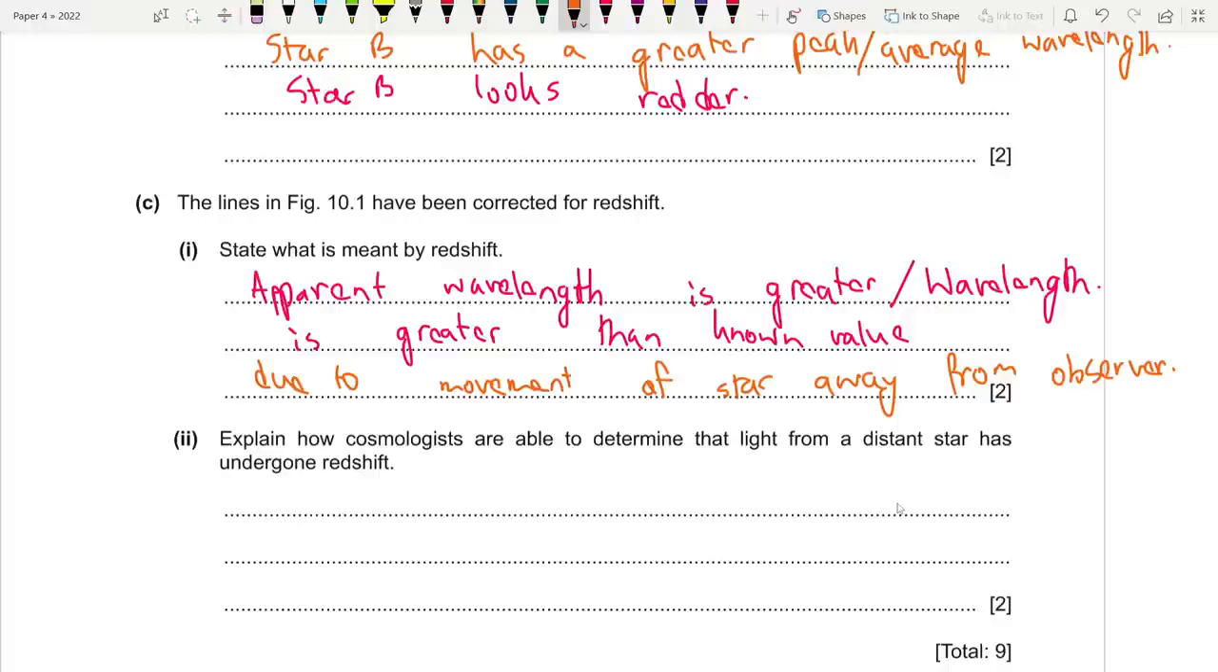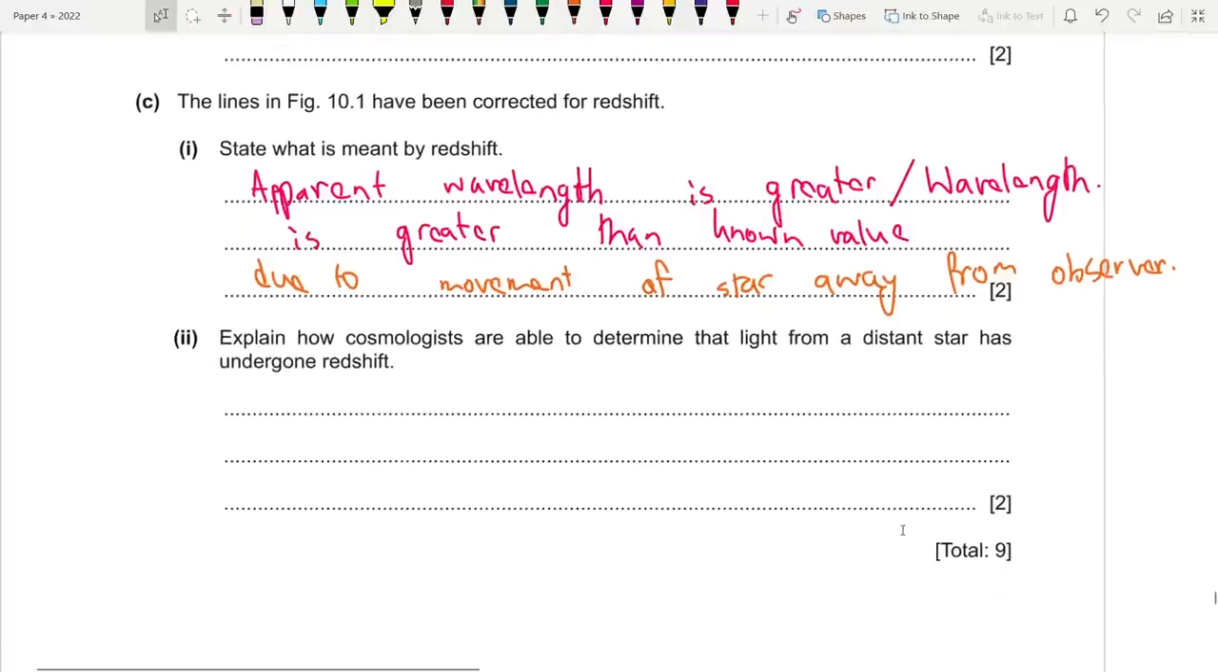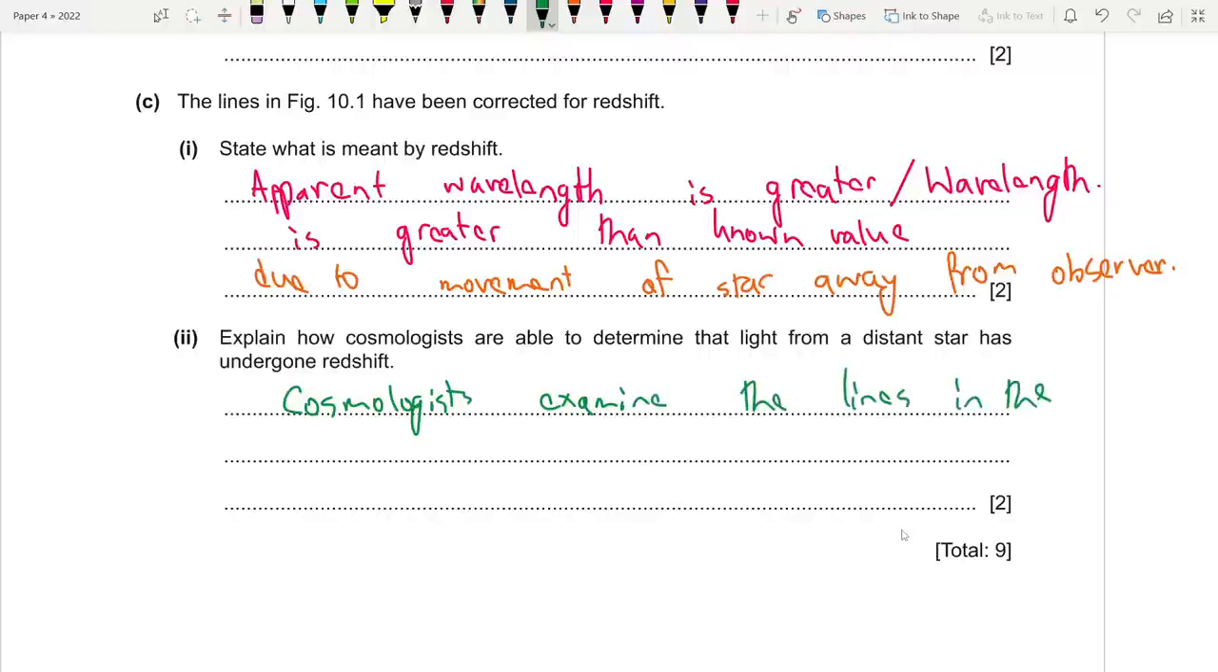Explain how cosmologists are able to determine that light from a distant star has undergone redshift. Okay, so this is really important. So basically, we do it in the lab. So cosmologists do what exactly? Cosmologists examine the lines in the spectrum.